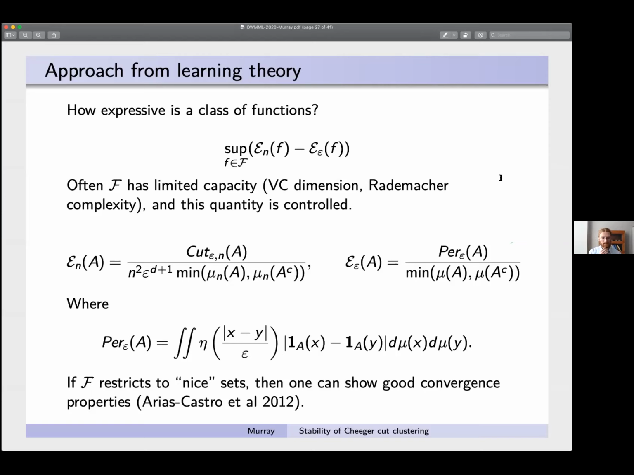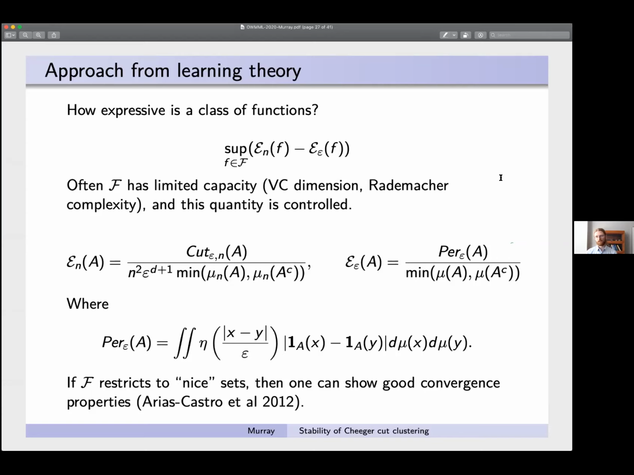So here we write down this cut energy or this Cheeger energy on the graph in this rescaled way with appropriate n's and epsilons in the denominator, and then we take an expected value and we get this E sub epsilon on the right, which is some type of non-local perimeter. If we restrict to a class of very nice sets, in particular sets that have bounded curvature, then it turns out that we can show some type of good convergence properties.